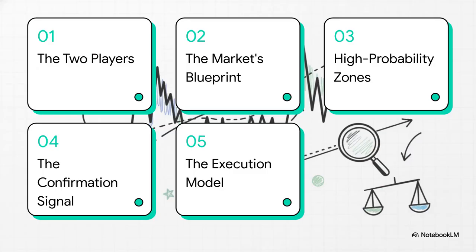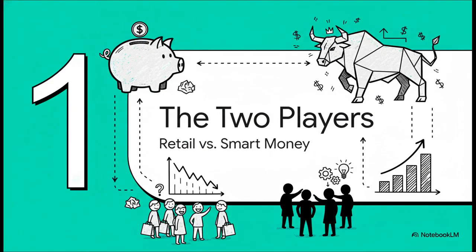So here's how we're going to break this all down today. We're going to start by really understanding who the players are. Then we'll decode the market's blueprint, the map they use. After that, we'll pinpoint the high probability zones where they act, find the specific confirmation signal they leave behind, and finally, we'll put it all together in a complete execution model. Let's dive in.